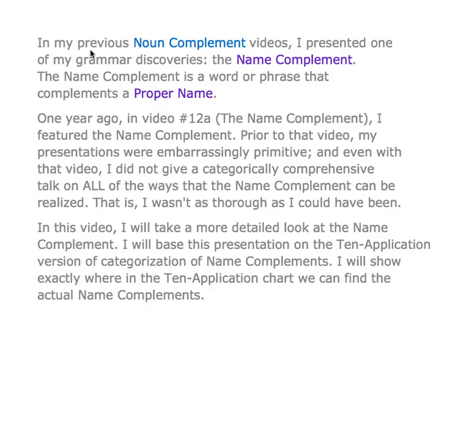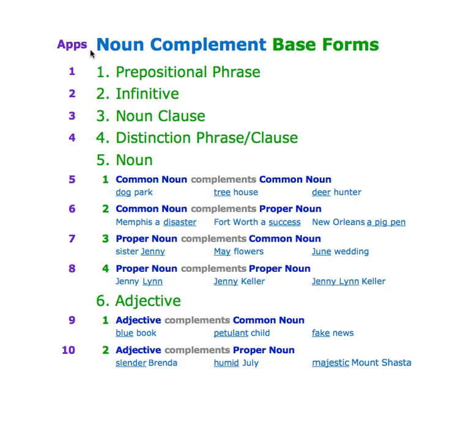In this video, I will take a more detailed look at the name complement. I will base this presentation on the 10 application version of categorization of noun complements. I will show exactly where in the 10 application chart we can find the actual name complements. So here we see the 10 application chart. You see the base forms in green. For base form number 5, you have 4 applications, and for base form number 6, you have 2. I talked about this in my previous videos. You can review that if you want to.